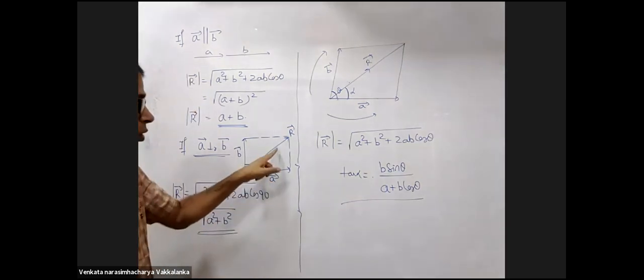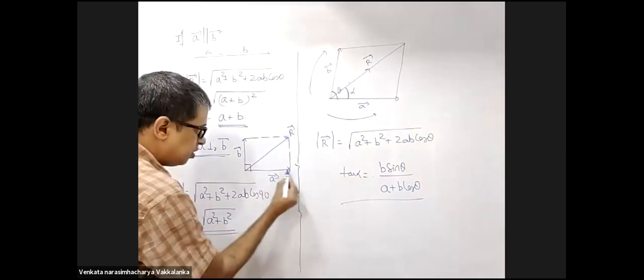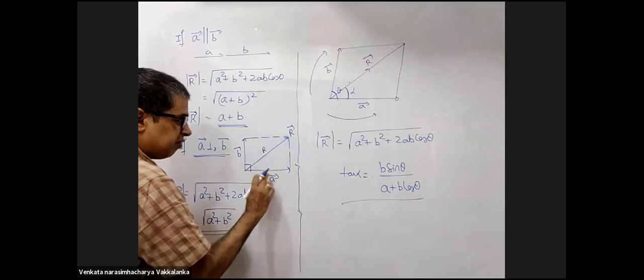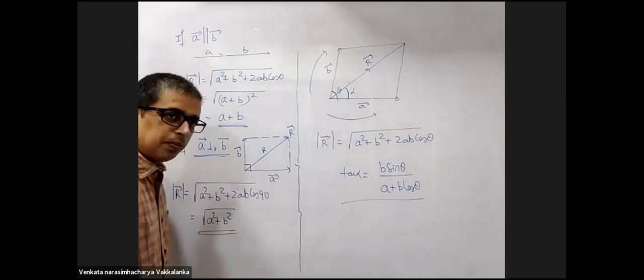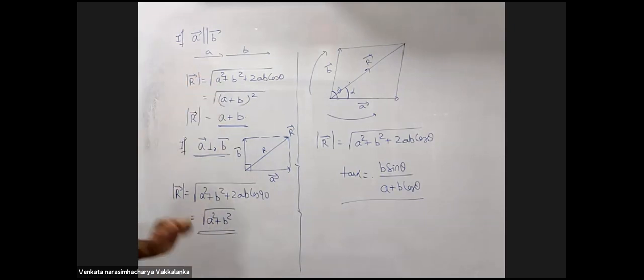I can conveniently make a guess. How do you make a guess? If this is A, this is B, this is a right angle triangle. The magnitude of R will be root over of A square plus B square. Pythagoras theorem. Take it down till here.